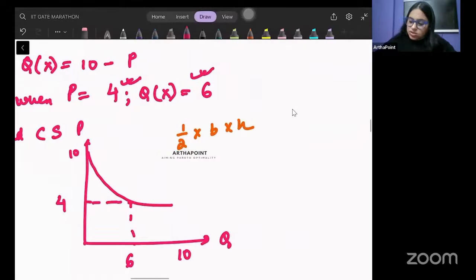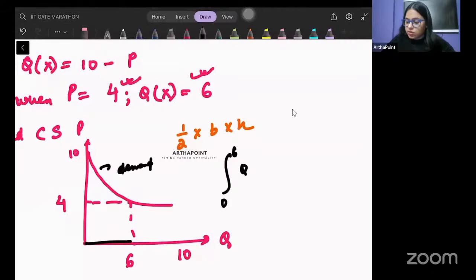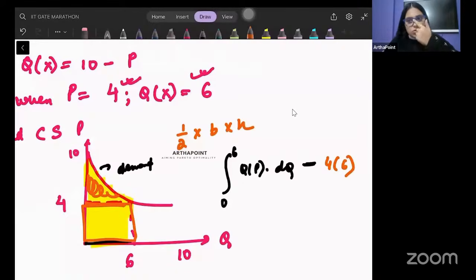Then what you will do is you will integrate your demand curve from 0 to 6, whatever your demand curve is, minus. You will subtract. So when you integrate any curve, you get the area under the curve. You will get this entire area. But to find consumer surplus, I only need this area. So I need to subtract this square. So you will subtract 4 into 6. This is what consumer surplus will be.